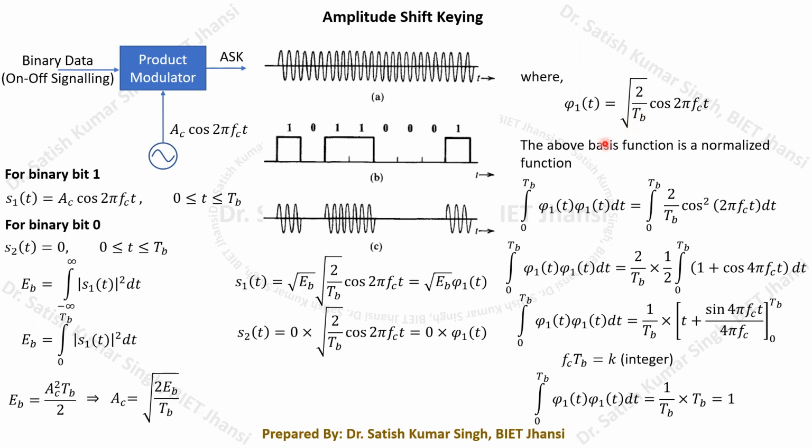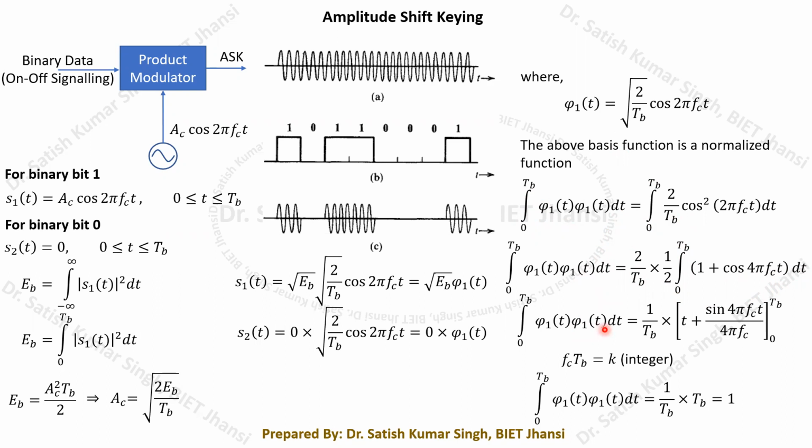So we can go for proving that this particular basis function is a normalized function. How can it be done? We can integrate over the duration 0 to TB, calculating phi 1t multiplied with phi 1t dt. You try to work this out, it is very simple to do. Just substitute for this phi 1t, and then you will be able to get this particular expression.